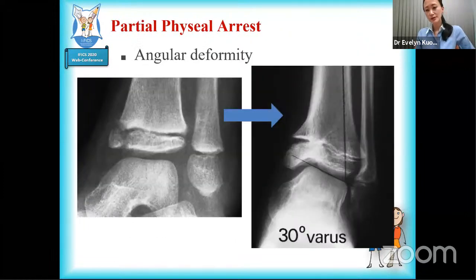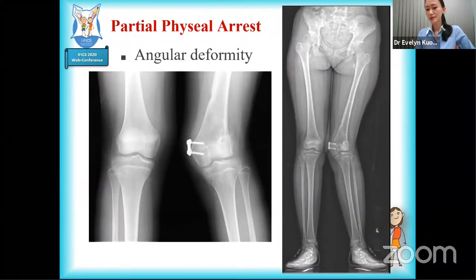If the physeal arrest occurs in less than 50% of the physis, then you'll get an angular deformity. So for example, you see here a fracture through the medial aspect of the distal tibia physis, and this with time results in a varus deformity of his ankle. Now, us pediatric orthopedic surgeons, we would be tempted to simply put in a guided growth procedure, such as an eight plate in this patient.